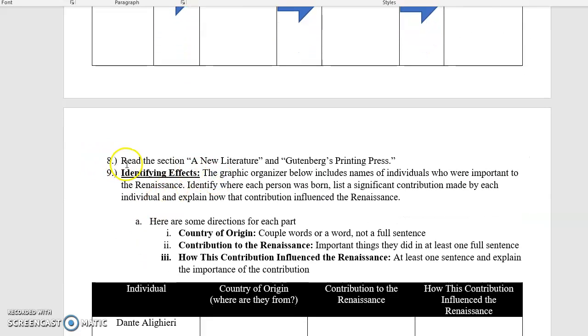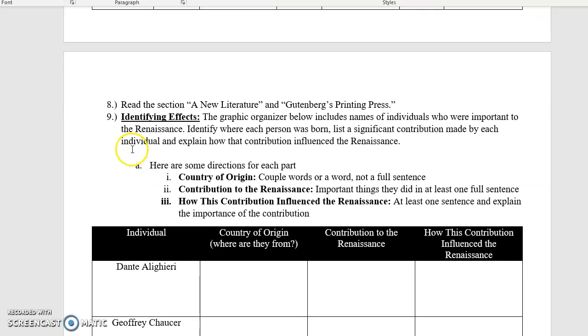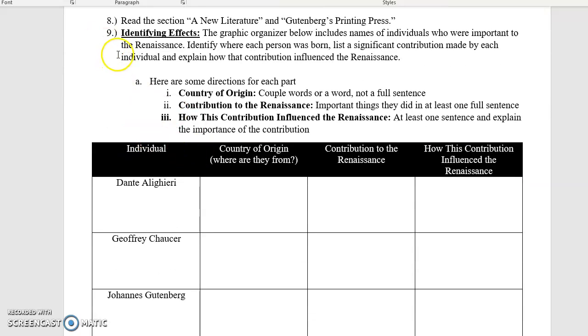All right, so for this next one, you're going to read 2 sections, A New Literature and Gutenberg's Printing Press, so 2 things. And number 9 has to do with this chart, so this is all one thing. So read those 2 sections and then come back and look at this chart. All right, so the graphic organizer below includes names of individuals who were important to the Renaissance. Okay, Dante Alighieri, Geoffrey Chaucer, and Johannes Gutenberg.